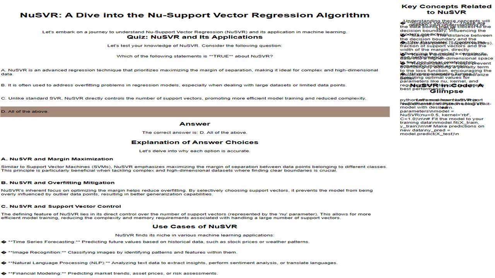This code snippet demonstrates how to implement NuSVR in Python using the sklearn library. You first initialize the model with desired parameters like nu, kernel type, and regularization strength. Then you fit the model to your training data and make predictions on new data.